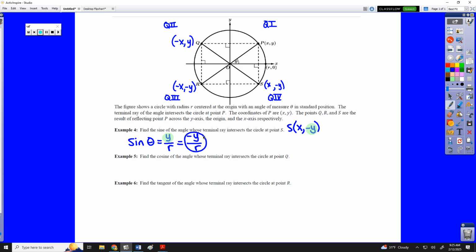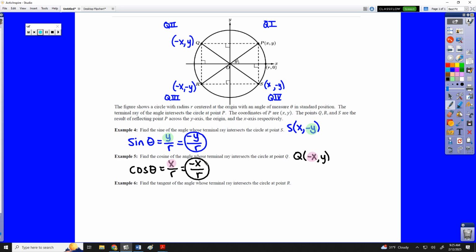In example 5, we are asked to find the cosine of an angle whose terminal side runs through point Q. So again, when we use x or y, we're going to use the coordinates of point Q for those values. The cosine of any angle is always the horizontal displacement over the distance from the origin, or x over r. And again, since we're using the angle that passes through point Q, that x will be the x coordinate of point Q. So our answer here would be negative x over r.